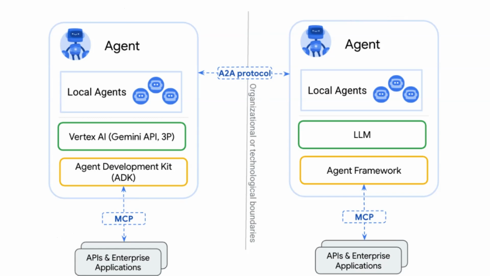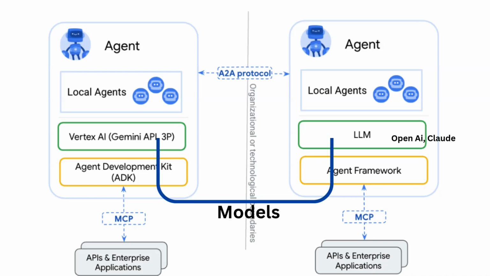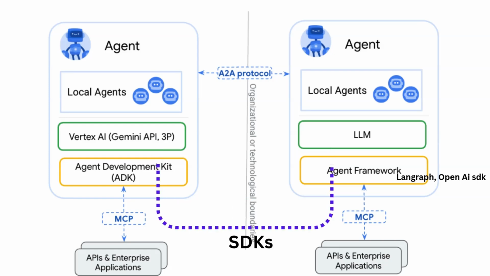If we look at each agent, we can see there are certain components for each: local agents, LLM or foundation models, and a development kit. On the left side, which is a Google-based agent, it has Google Vertex AI and Gemini API foundation models, and it also has the Google Agent Development Kit, or ADK. But on the right side, let us assume it's using open source tools. The foundation model could be Claude or DeepSeek R1, and it could use any agent framework like LangGraph.